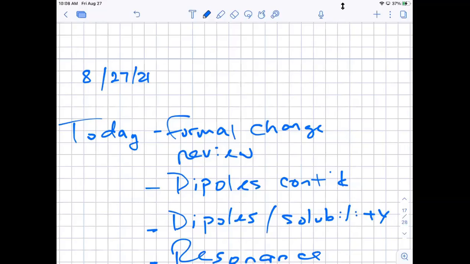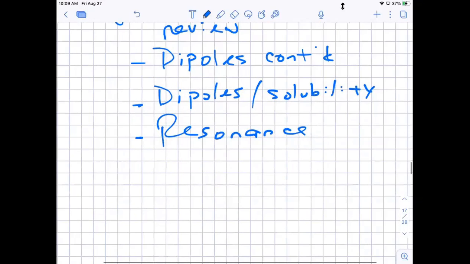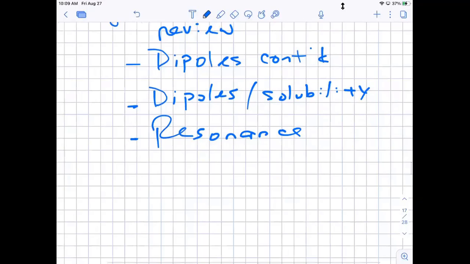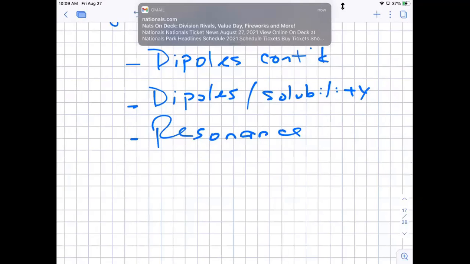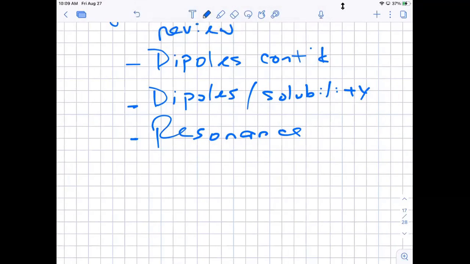All right, so today we're going to do a quick review on formal charge because that's an important concept. Was there a question? Okay, so we're going to do a quick review on formal charge. We'll keep talking about dipoles and how dipoles and polarity affect solubility. I'm going to introduce you to that. And then we're going to hit resonance today pretty hard. And for the rest of the time, that's what we'll be doing.